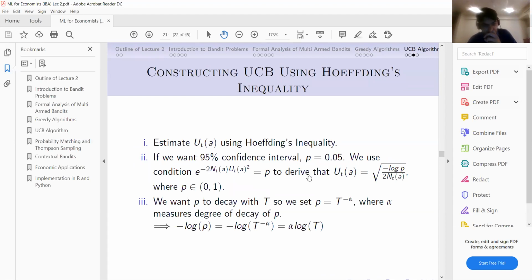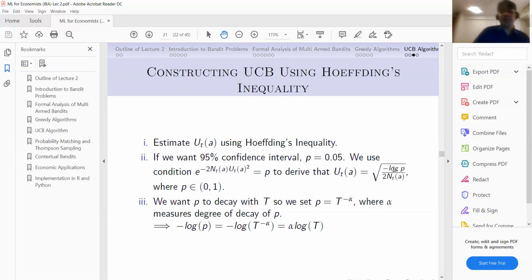And then we just solve this and take logs on both sides, and you get a clean expression for the upper bound, which involves the logarithm of the probability P inside the square root, and Nt of A, which is the number of counts that you have. Notice that this is not a negative square root. Log of P is negative because P is a number between 0 and 1.